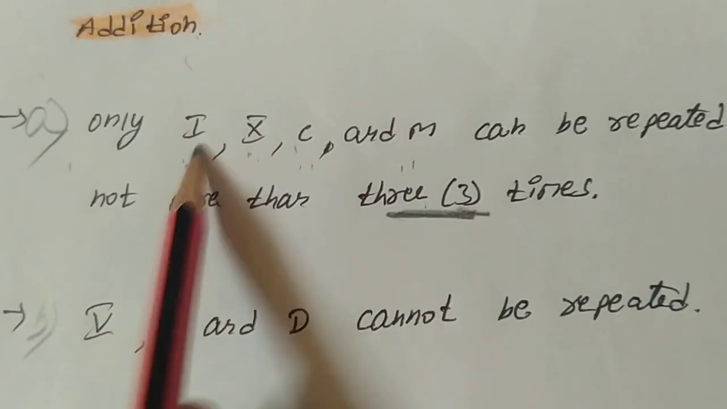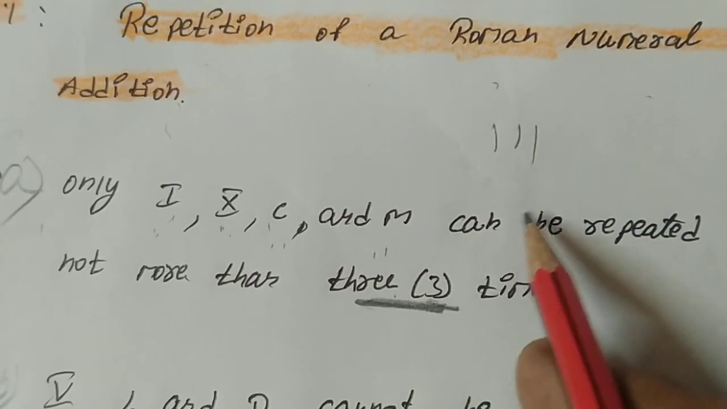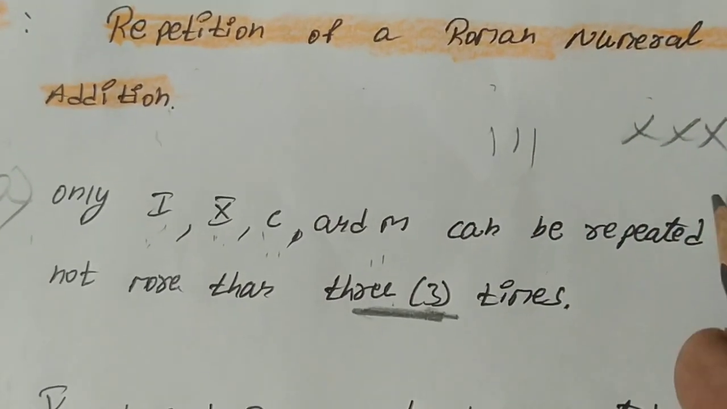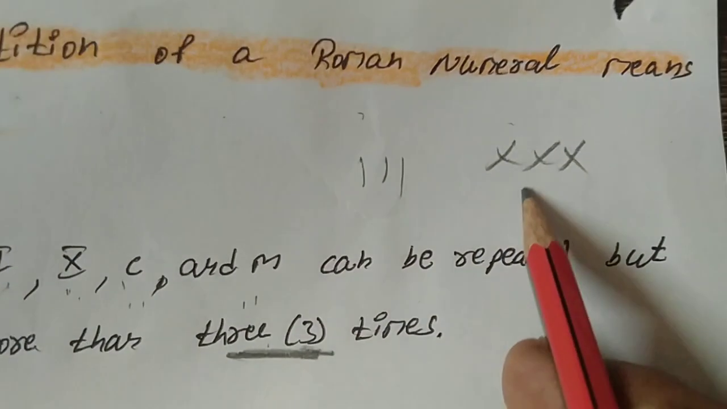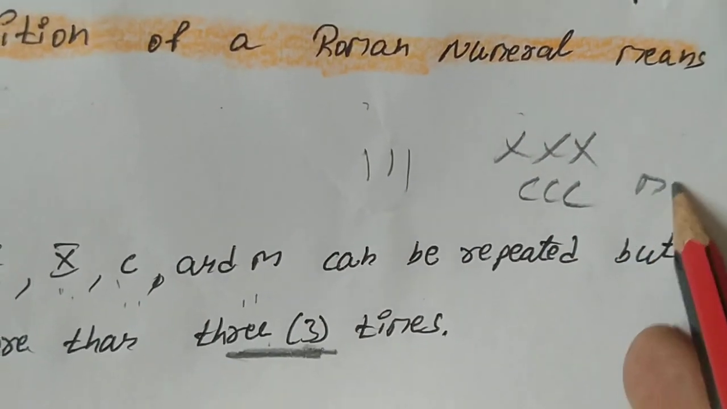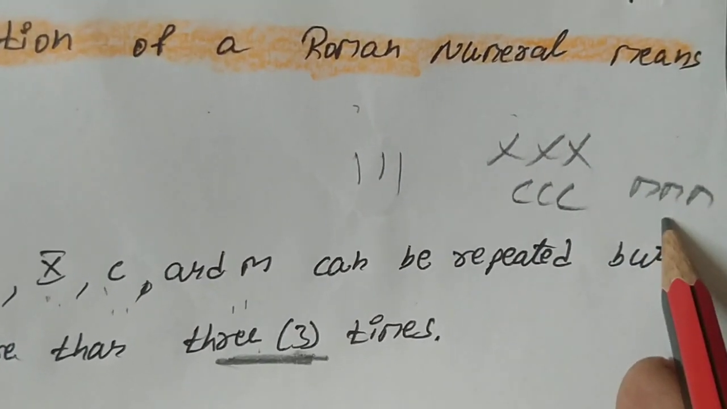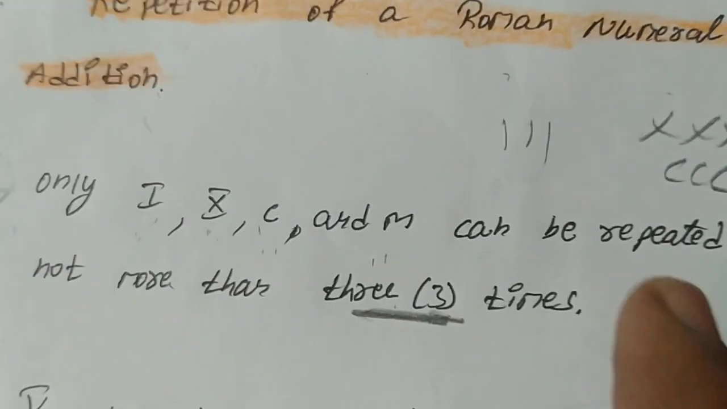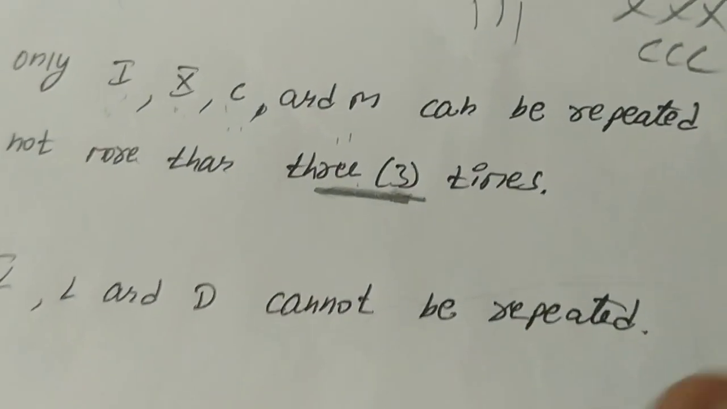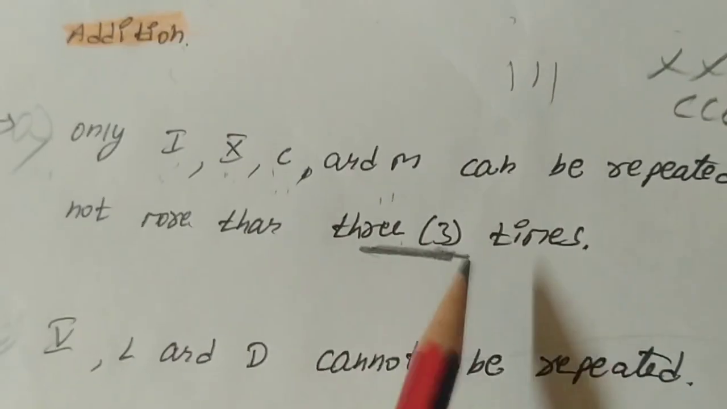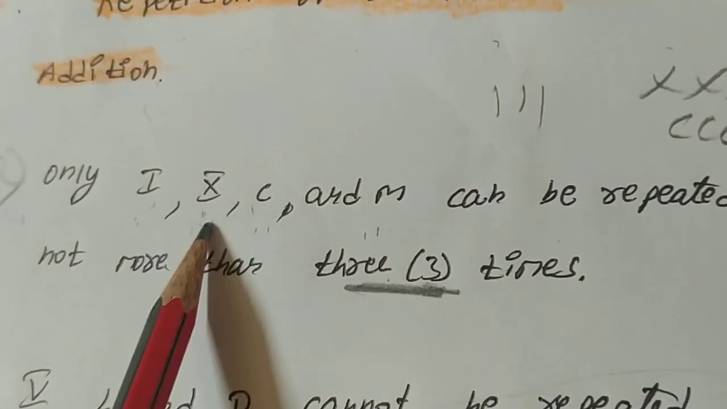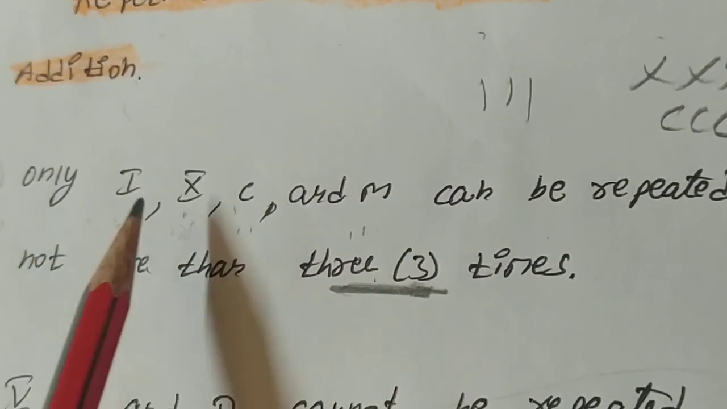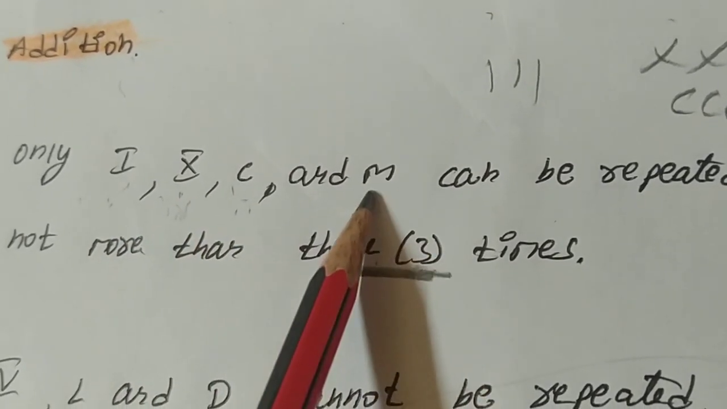Are you clear? I can repeat 3 times: I, I, I. No problem. X, X, X: 3 times it will repeat. And C, C, C. And M, M, M. Up to 3 times it can repeat. But the 4th time it doesn't occur. Remember that rule number 1. In the Roman system, 3 times can be repeated. Which values will repeat? I, X, C and M.